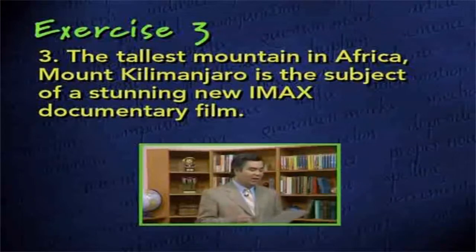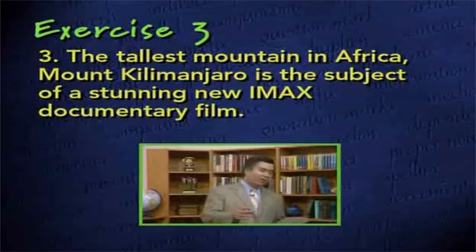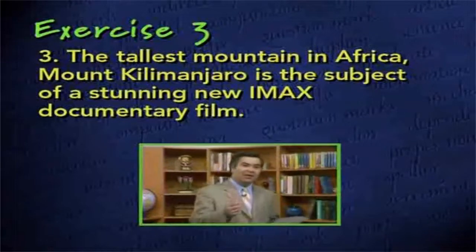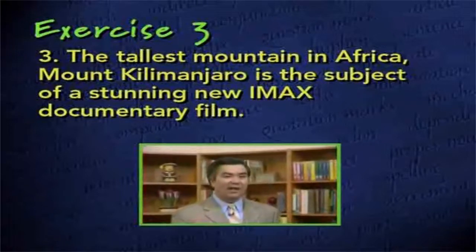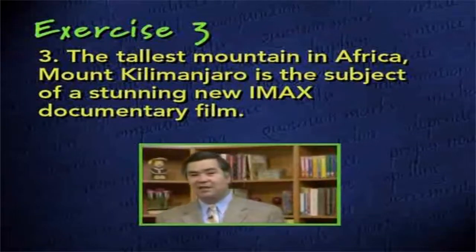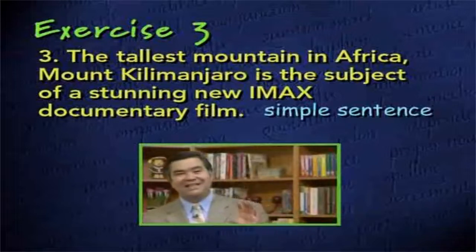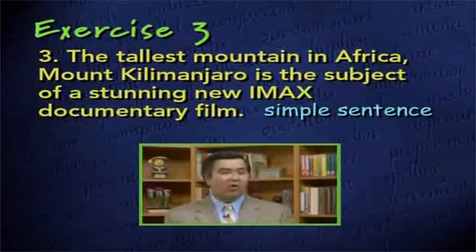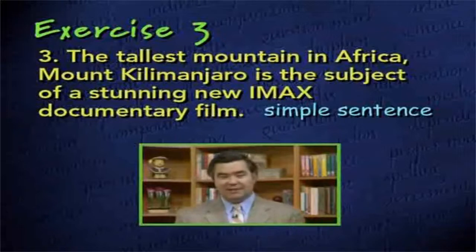Mount Kilimanjaro is the subject of a stunning new IMAX documentary film. Here is where the verb appears. "Is" is the verb, and the simple subject is Mount Kilimanjaro. So in this case, this sentence consists of simply one clause, one independent clause, which is able to stand alone as a sentence. So this is a simple sentence. Again, notice the term simple sentence doesn't necessarily mean that the sentence is very short. There are quite a few words here, but because there's only one clause, it's a simple sentence.